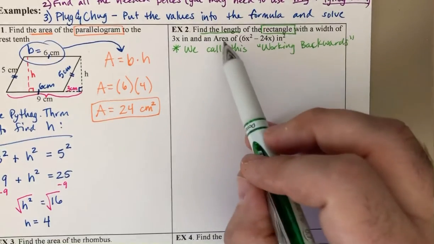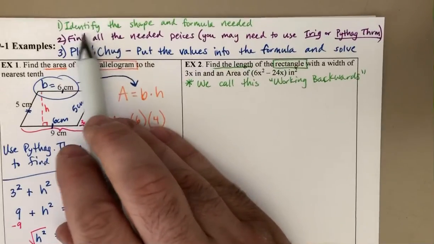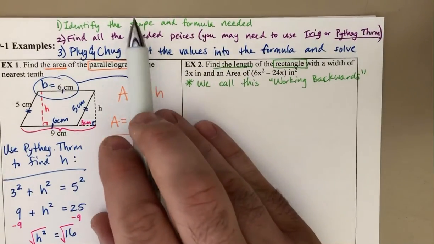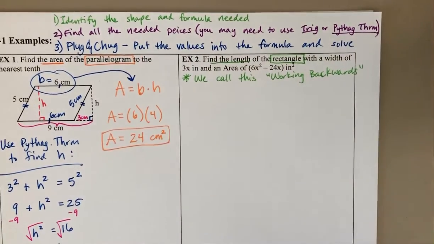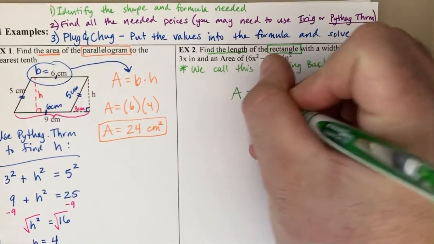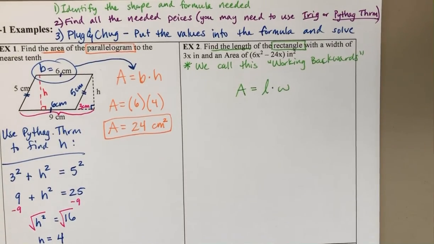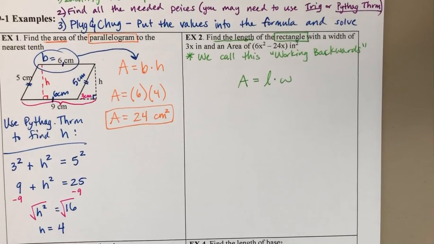But the key, though, we're talking about area, we're talking about a rectangle. So when it comes to identifying the shape and formula, we're doing a rectangle, talking about area. And the formula for that is really nice and easy, right? Area equals length times width for a rectangle. Again, that's coming off that previous page in another video.